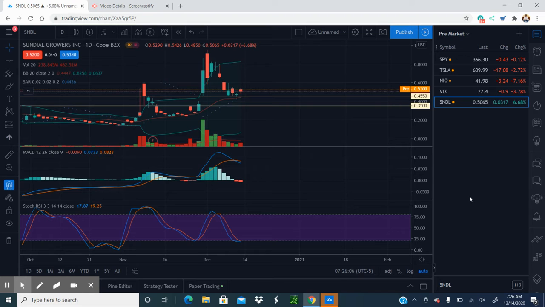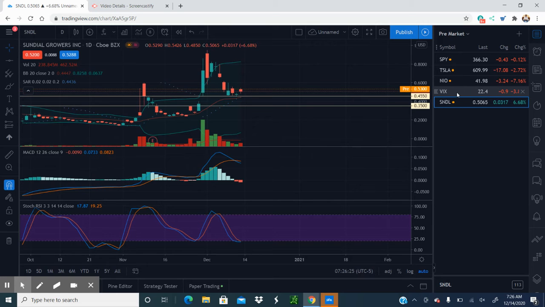The S&P 500 SPY ETF is a great way of determining the market for today. It's very tech heavy, and it seems like the whole entire market goes up or down based off the SPY or SPX futures. So we're going to go over SPY, Tesla, NIO, the VIX as always.